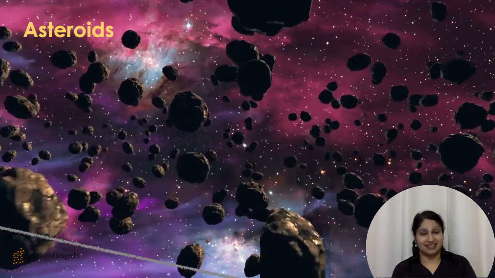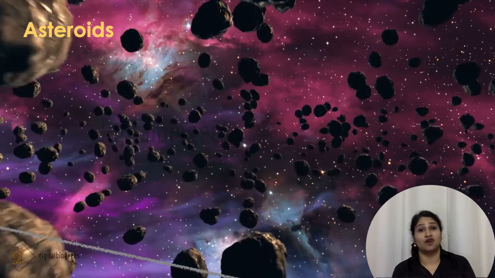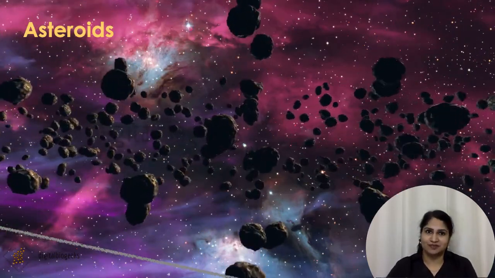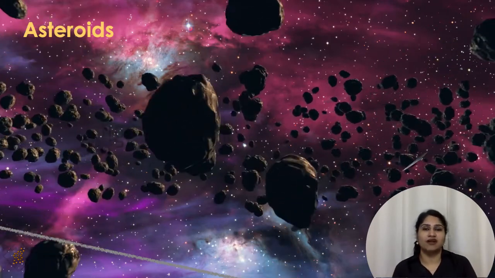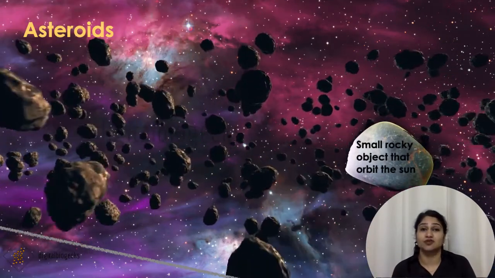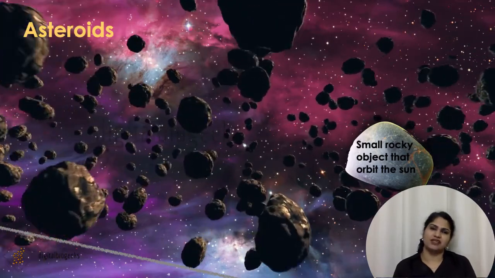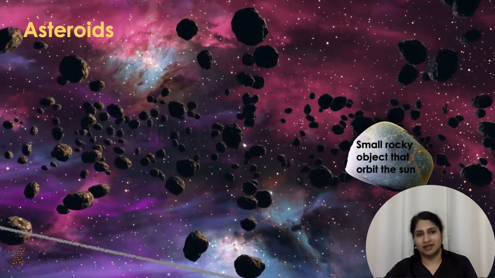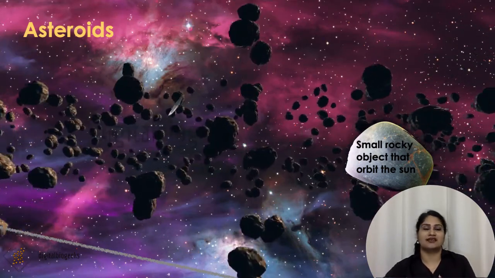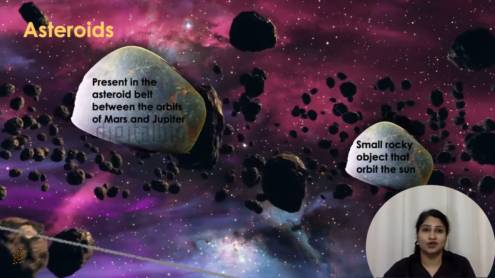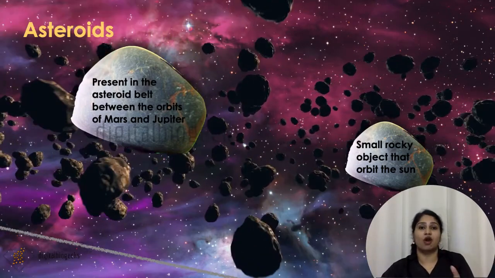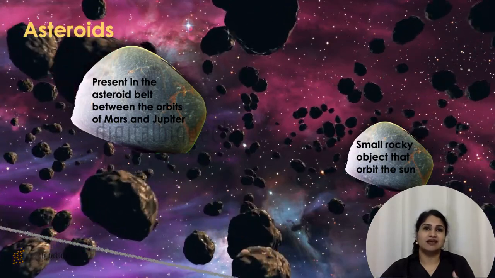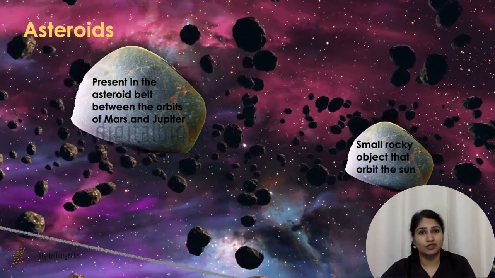Besides planets, there are some other objects which revolve around the sun in our solar system. One of them is the asteroid. Asteroids are small rocky objects that revolve around the sun. They are very small compared to planets. A lot of asteroids are there in our solar system. Most of these asteroids are present in the main asteroid belt, which is in between the orbits of Jupiter and Mars. They are airless remains from the formation of the solar system.